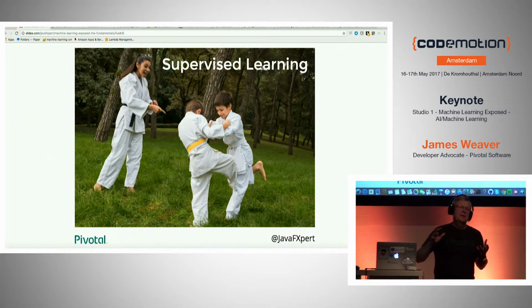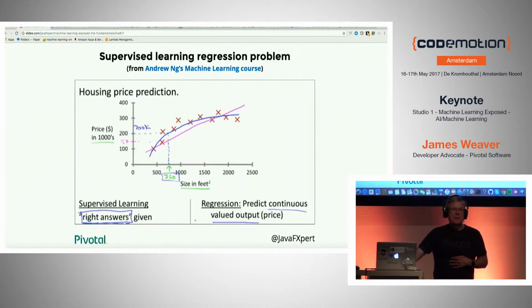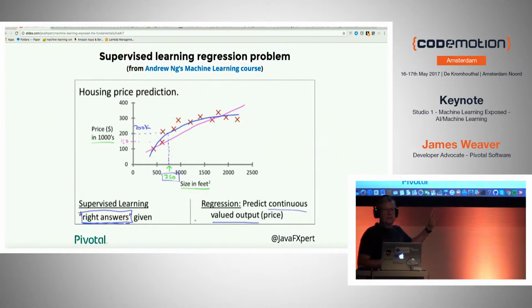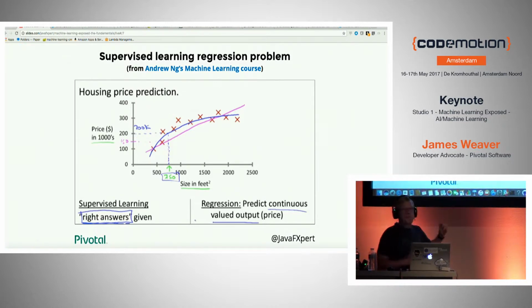So there are 3 types of machine learning. One is called supervised learning, and that's where you give it the right answers. So you typically feed it a data set, and the data set has features in it. Like, for example, in this example, we have housing prices. So we have only one feature, and that is the square meters of a house.